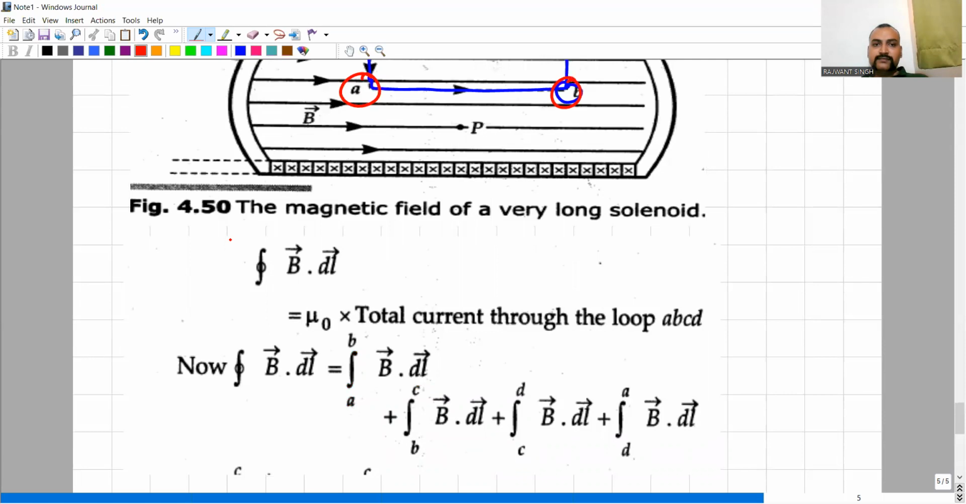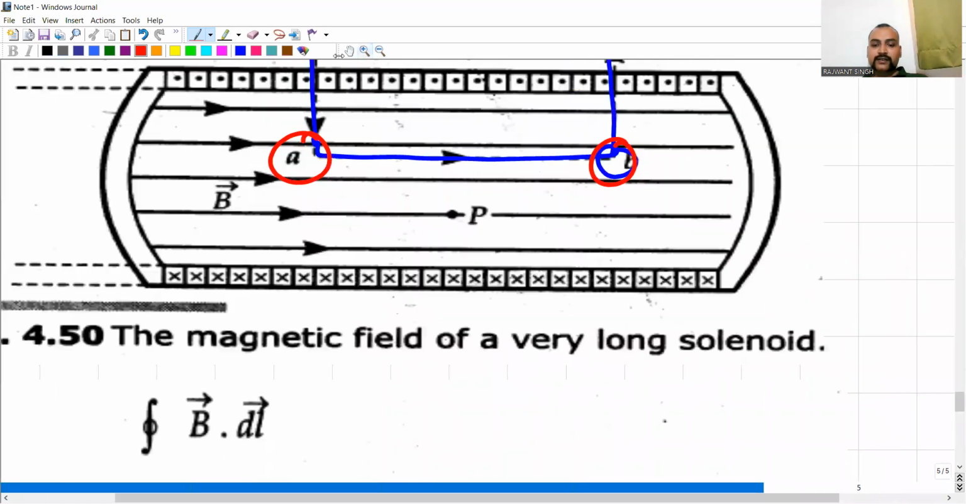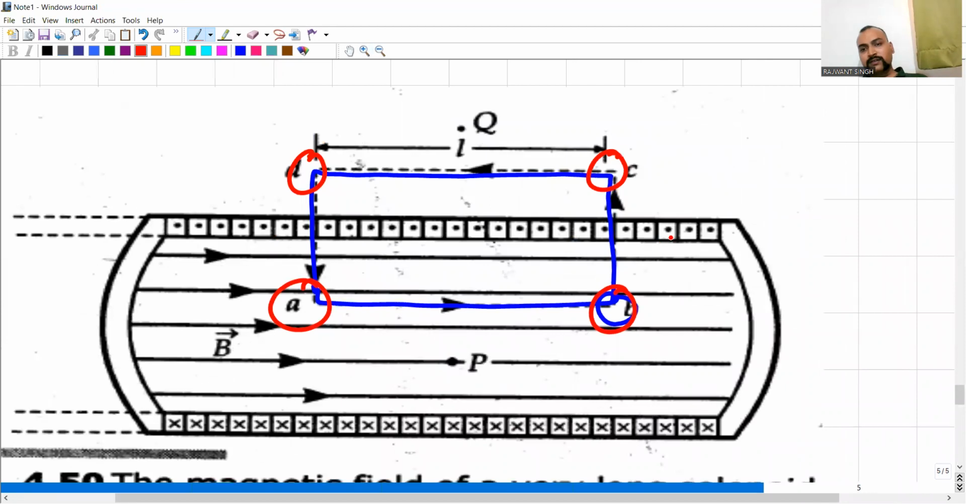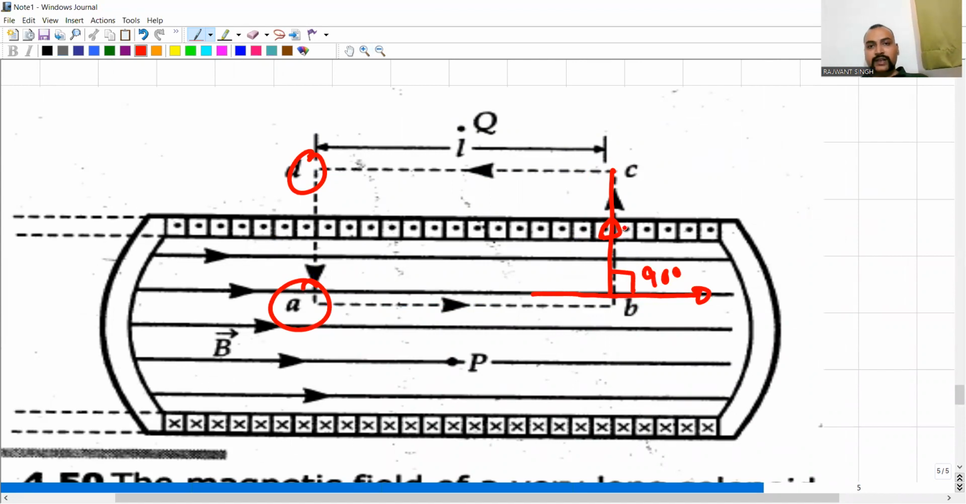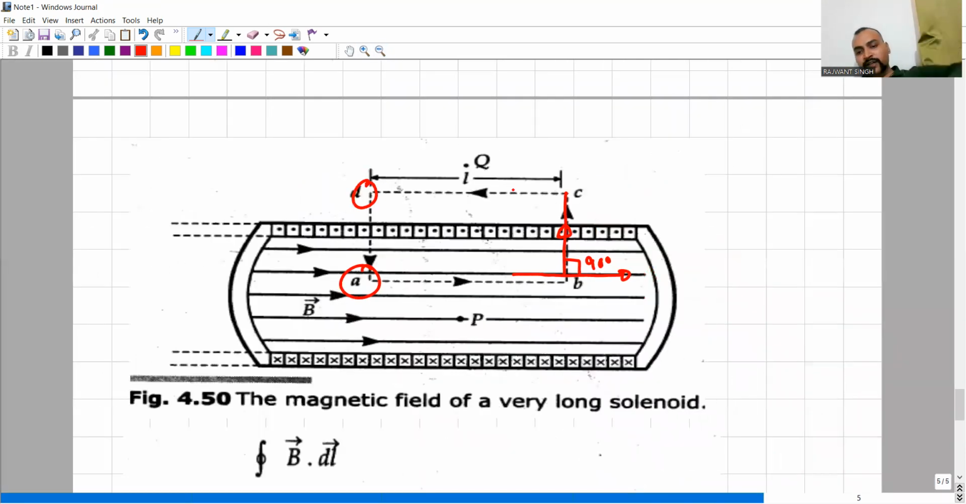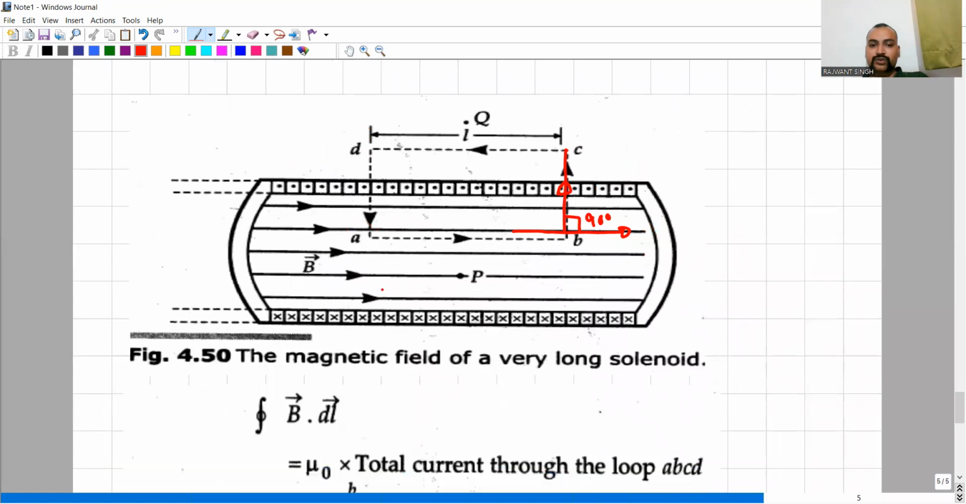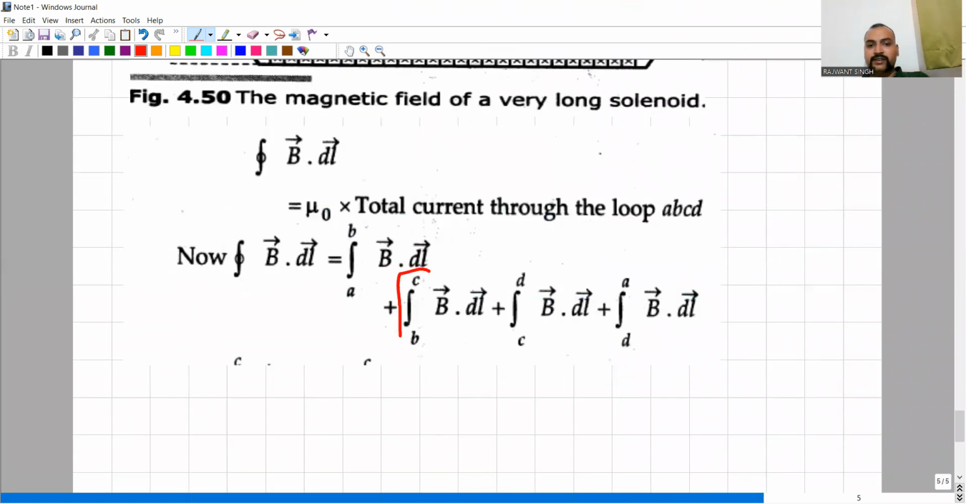Now, look at the figure once again. You will find that B dot dl for this segment BC: look at this segment here, BC. As you can see, the current is in this direction, so our dl, the current element, will also be in the same direction, and our magnetic field is in this direction. So it is 90 degrees. The dot product of any two vectors which are 90 degrees apart is equal to 0. So the integration of B dot dl for the BC segment will become 0.